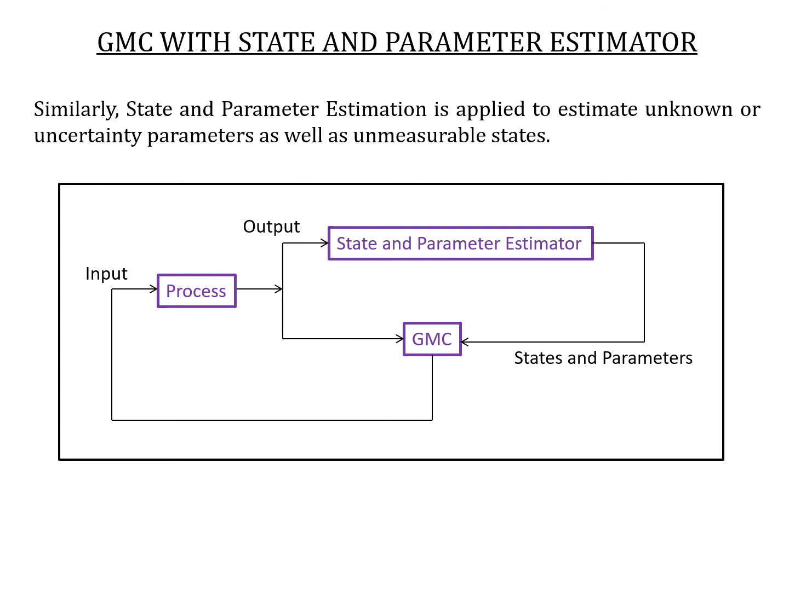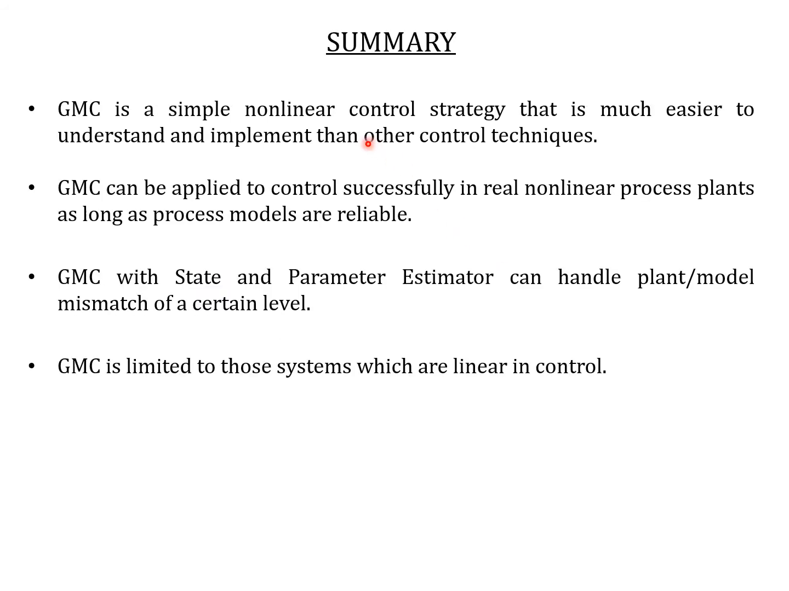Sometimes state and parameter estimation is also applied, because we are not able to measure some of the variables, so we need to estimate them. We estimate them using state and parameter estimators, put them into GMC, and then design it. Some of the parameters, not only the state variables, may also be unknown, so we have to estimate them using different methods.